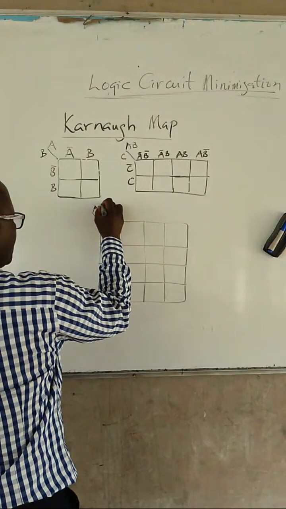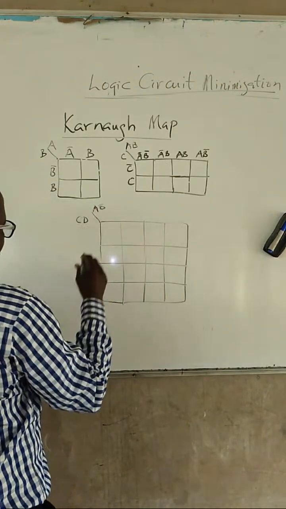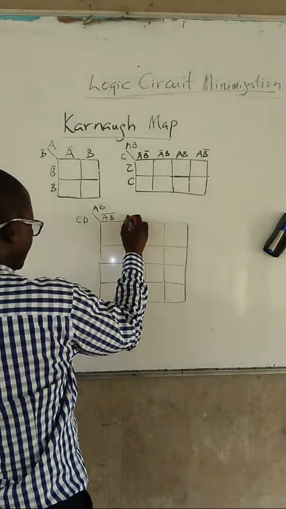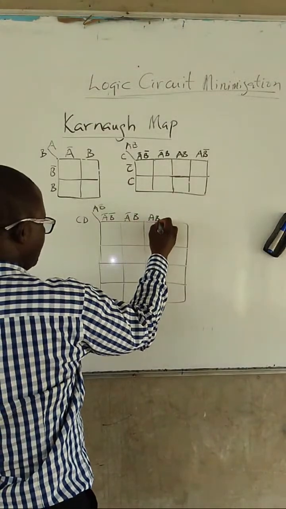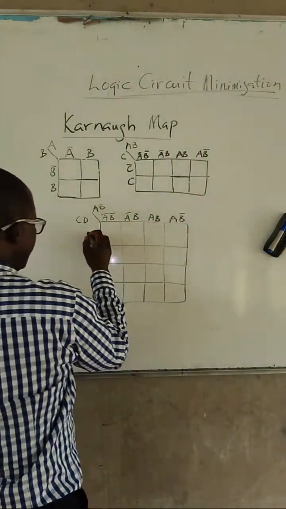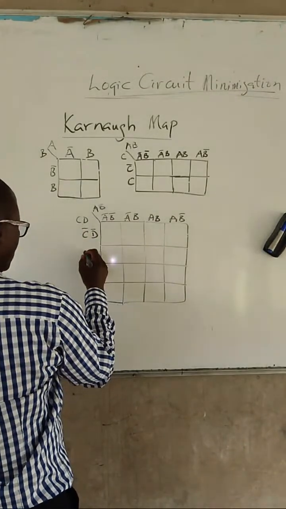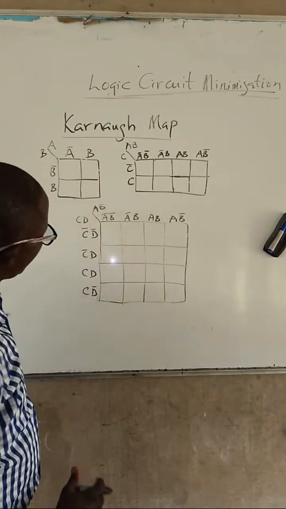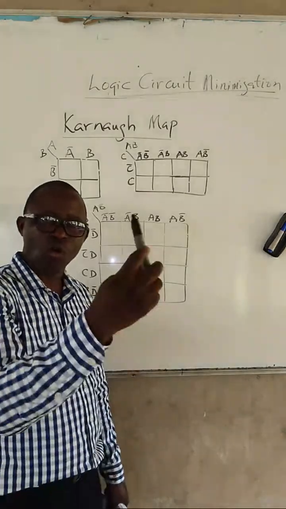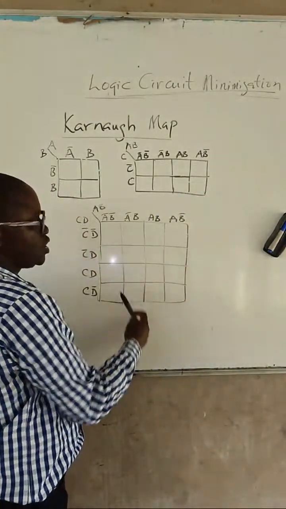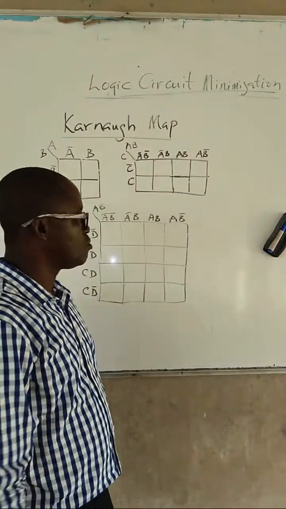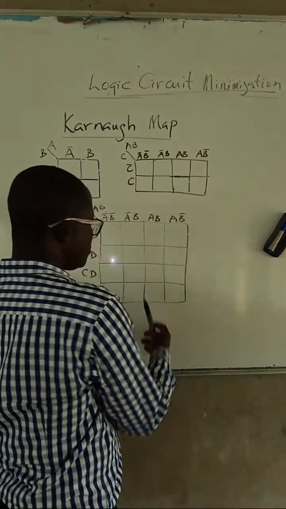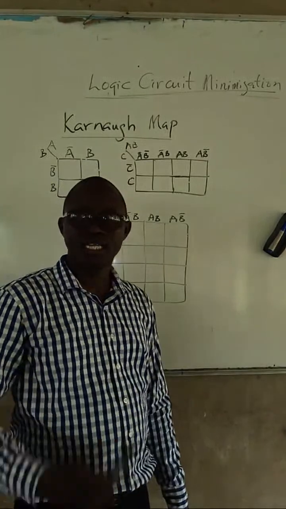Whereby we have AB on this side and CD on this side. So again, we're going to have A bar, B bar, A bar B, AB, AB bar. Then here we're going to have C bar, D bar, C bar D, CD, and CD bar. So we're now going to map in the 1, 1, 1, 1 at the outputs of the truth table into the corresponding cells. You map them into the corresponding cells. All right. So after that, we are now going to go ahead and simplify what we have.